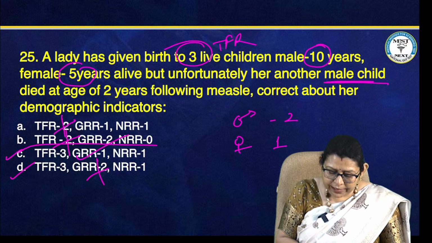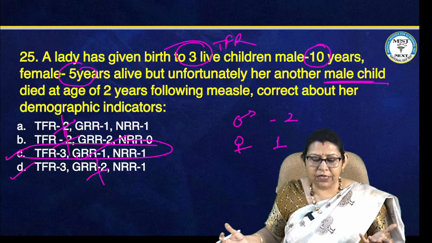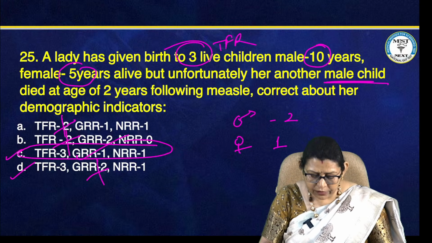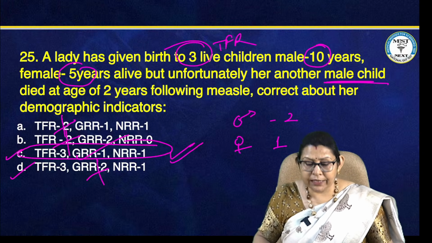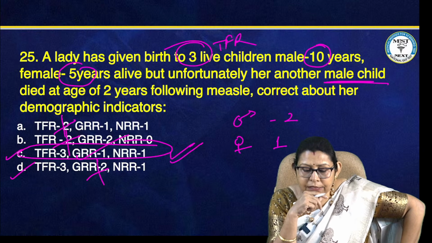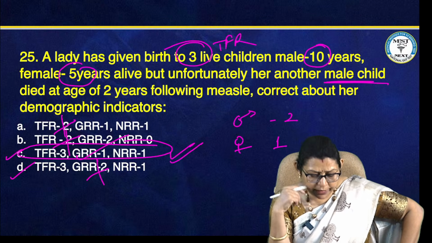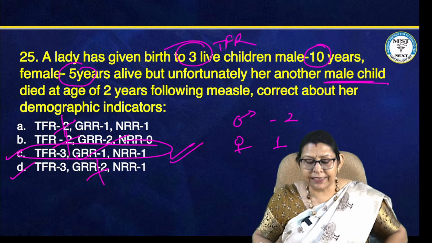So my answer is option number 3: TFR 3, GRR 1, and obviously this girl child is alive, so NRR will be 1. So you all had started answering correctly also, and Dhanush beta, yes, you are very right. NRR is 1. So the correct answer for this is option number C.